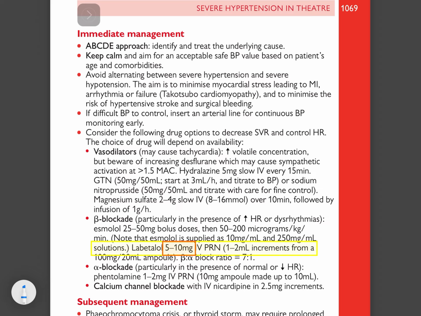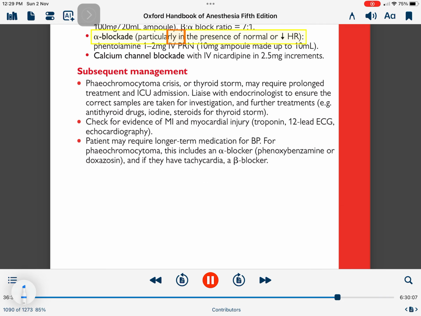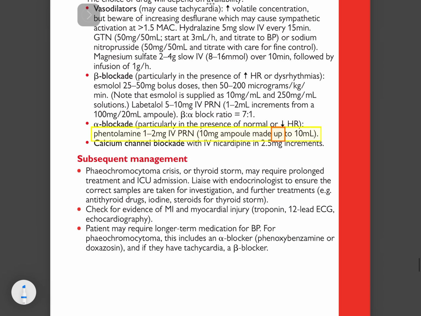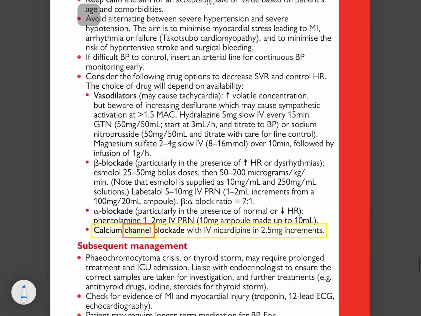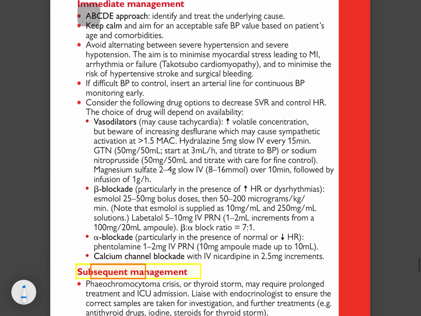Labetalol 5-10 mg IV PRN, in 1-2 ml increments from a 100 mg/20 ml ampule. Beta to alpha block ratio equals 7:1. Alpha blockade, particularly in the presence of normal or low HR: phentolamine 1-2 mg IV PRN, 10 mg ampule made up to 10 ml. Calcium channel blockade with IV nicardipine in 2.5 mg increments. Subsequent choice of drug will depend on availability.